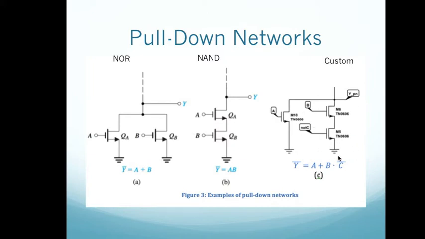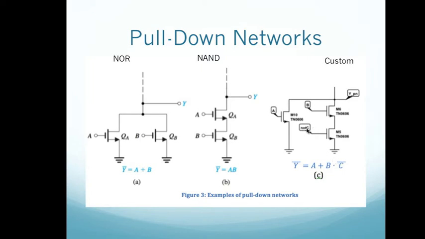There's a custom gate here that we're looking at. Here, Y should be low when A is high or when B is high and C is low. So this looks the same. The OR leads to two parallel branches, and then the AND leads to a series branch. And the other thing to note is that we're feeding this gate with not C.